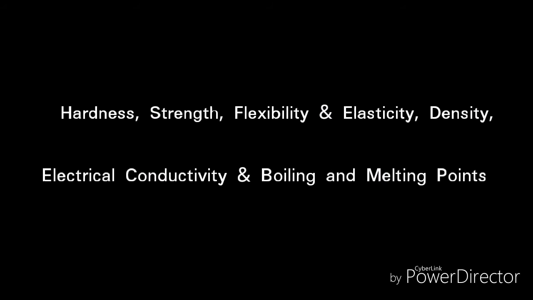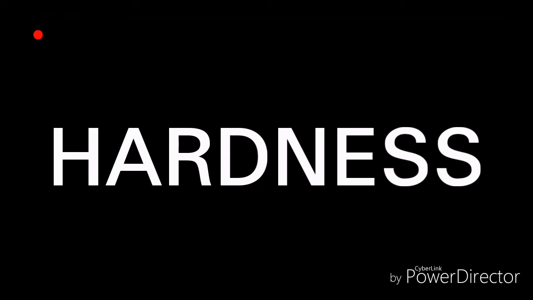The properties of matter also consist of 6 groups, namely hardness, strength, flexibility and elasticity, density, electrical conductivity, and boiling and melting points. Hardness is the measure of how resistant a solid matter is.